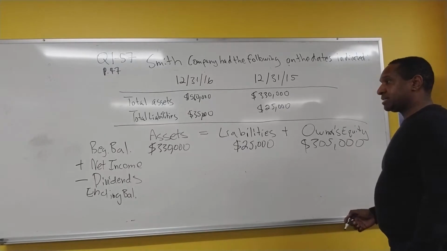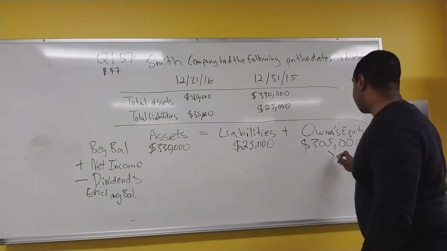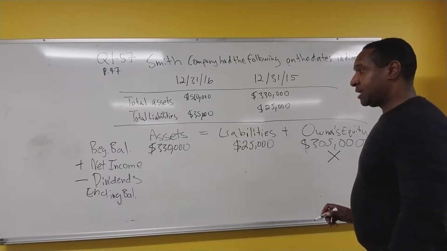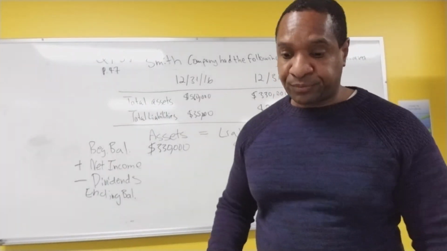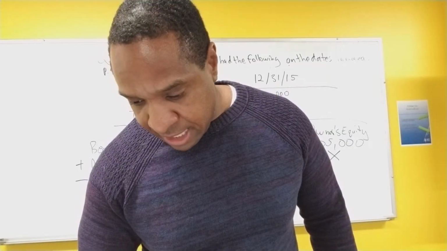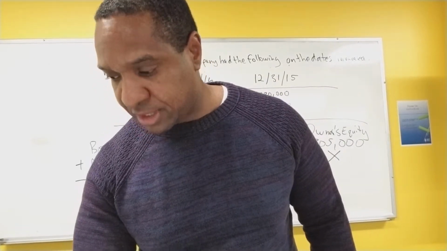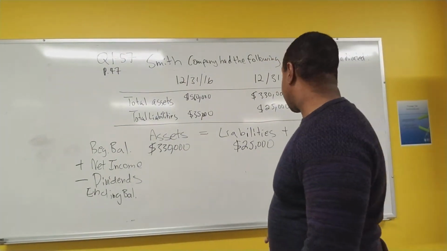So we're looking at the statement of retained earnings. That's what we're doing there. We're looking at these changes. So let's just put an X right here for net income, because that's what we're looking to find. The text also tells us that dividends were $70,000. So we know dividends were $70,000.